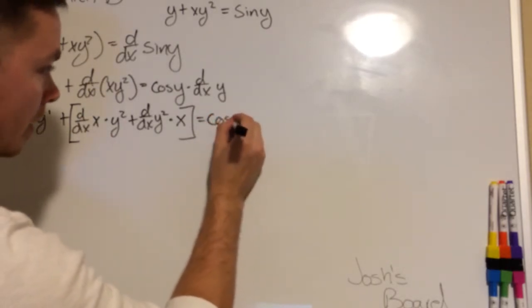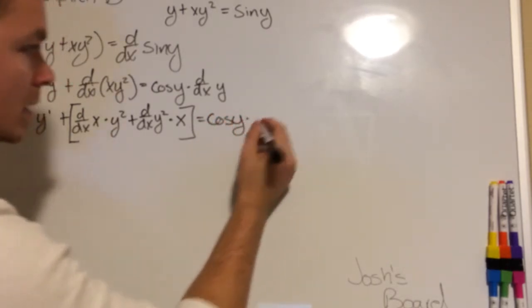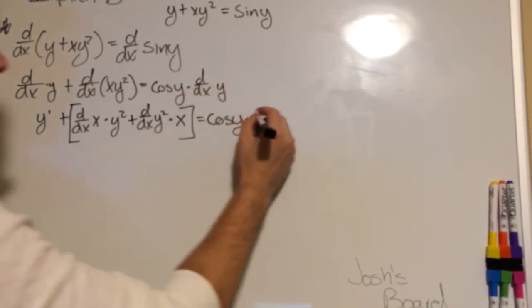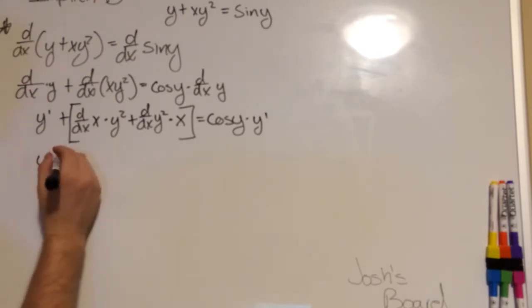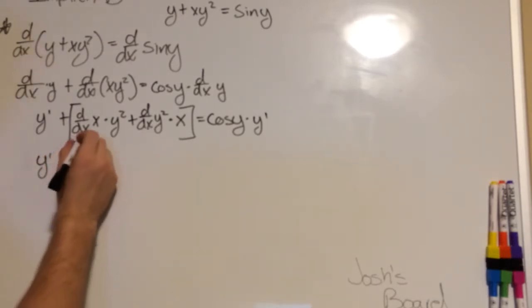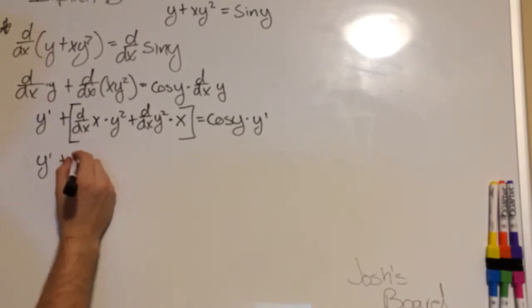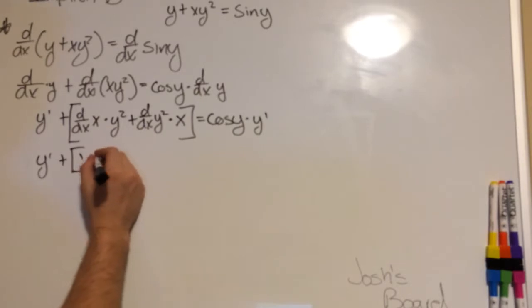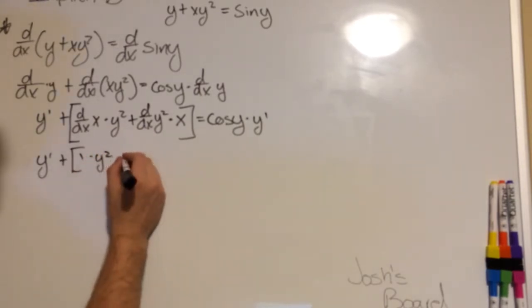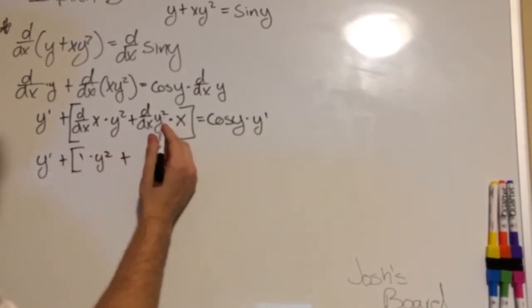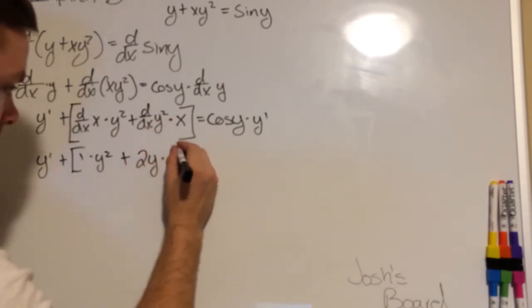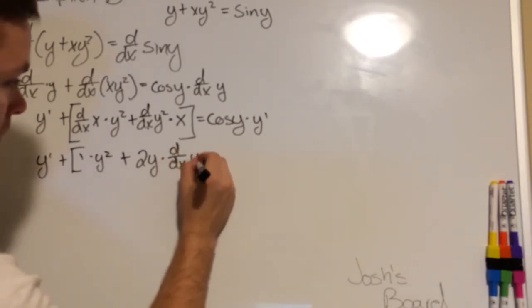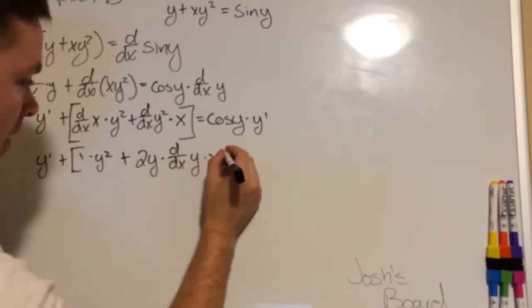Then we're going to go over. Now we have cosine of y times dy/dx, which is going to give us another y prime. Moving down here: y prime plus the derivative of x, or dx/dx, is just 1. Now we have a 1 here, times y squared, plus this, where we're going to have to utilize the chain rule, so this is going to be 2y times d/dx of y, times x.